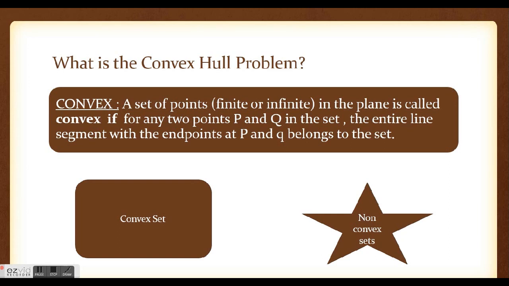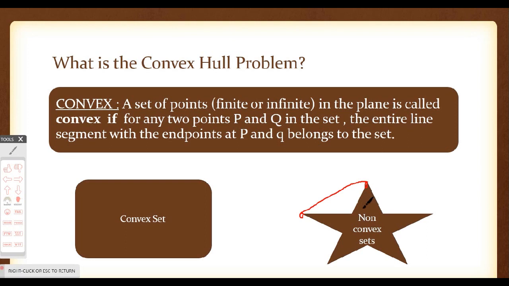Before understanding what the convex hull problem is, we should understand what a convex set is. It is a set of points in the plane where for any 2 points P and Q in the set, the entire line segment PQ belongs to the set. For example, if you see here, this point and this point, if you draw a line segment, it's out of the set. So this is a non-convex set, whereas these 2 points, the line segment connecting these 2 points is within the set, and therefore it's a convex set.